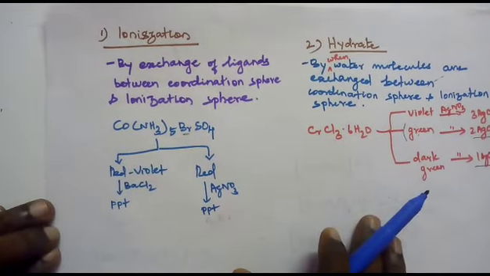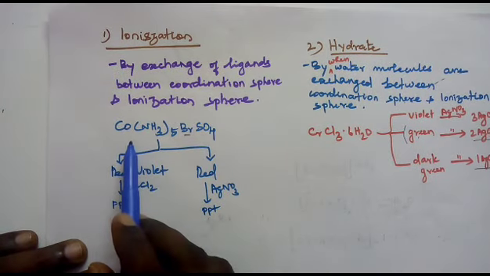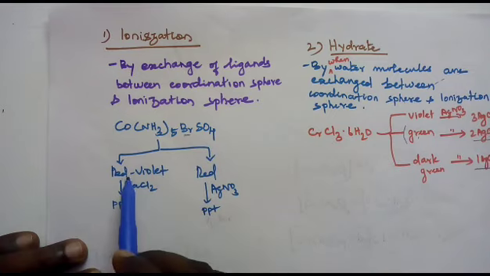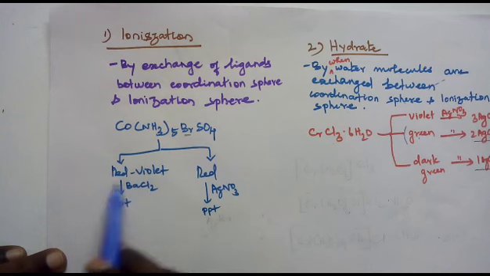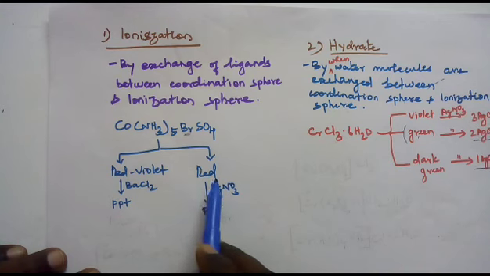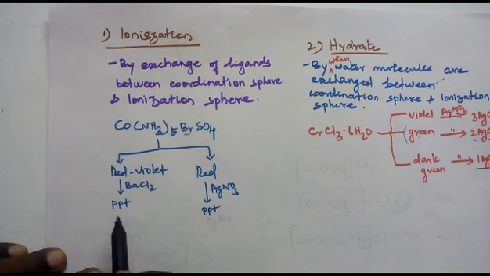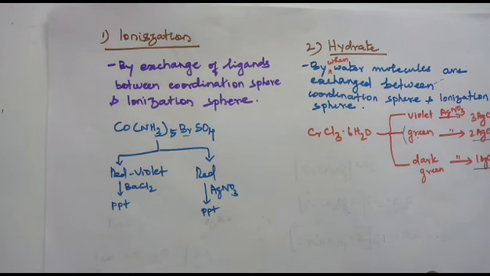Look at this. There is a molecular formula, similar molecular formula as I said, and it exhibits two structures. One isomer is red-violet in color, and it gives a precipitate with barium chloride. The other isomer is red in color, and it gives a precipitate with silver nitrate. If you get a precipitate with barium chloride, what is that? It is a test for sulfate ions. That means sulfate ions are present in it.